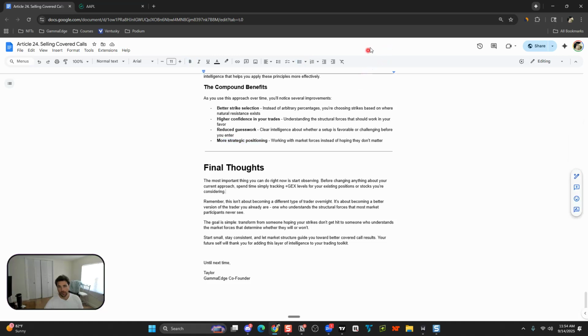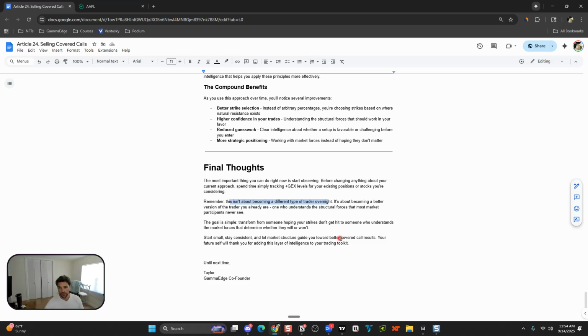That's going to give you higher confidence in your trading because you're removing the guesswork and you are having more strategic positioning, right? And from here, right before changing anything, especially if this is a very successful strategy for you, you simply want to start by observing. Spend time tracking plus GEX levels with your existing positions and ones that you're considering. Again, we're not telling you to become a different trader overnight. It's about becoming a better version of the trader that you already are.